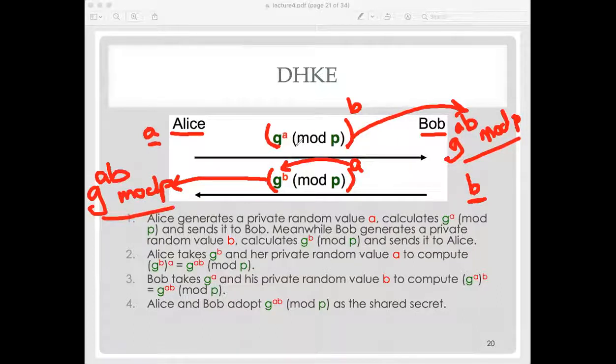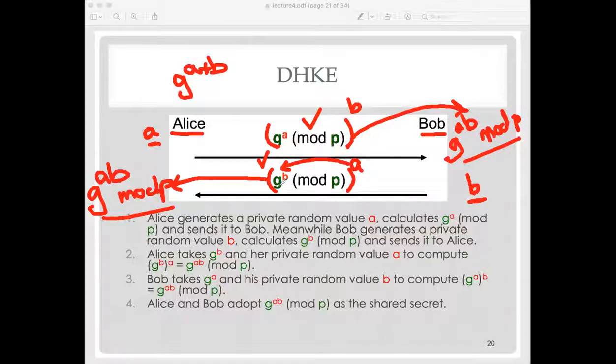But if someone has this, everyone sees this and everyone sees this. If you multiply those two numbers together, it gives you G to the A plus B. And when you multiply two numbers with exponents, it actually becomes an addition of the exponents.